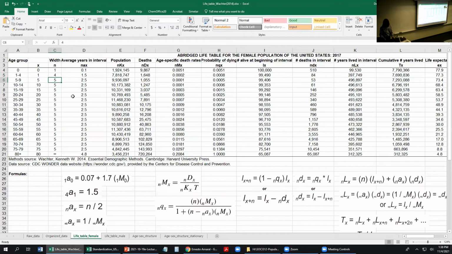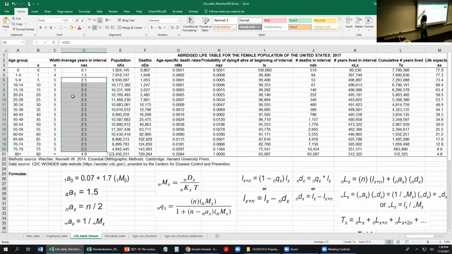What happens in the following ones? People dying between the ages of 5 and 9. If they die with the same chances between 5 and 9, how much would it be? 5 divided by 2, 2.5, exactly what we have here. That's the assumption that we have for all these age groups. Cool?